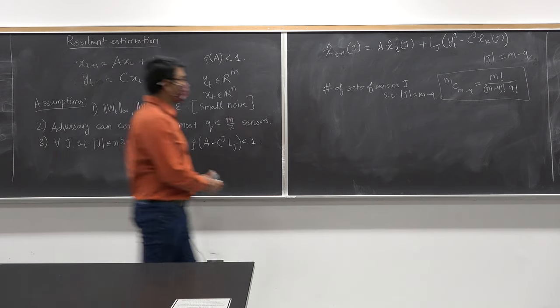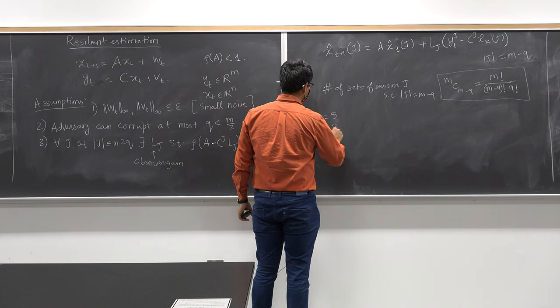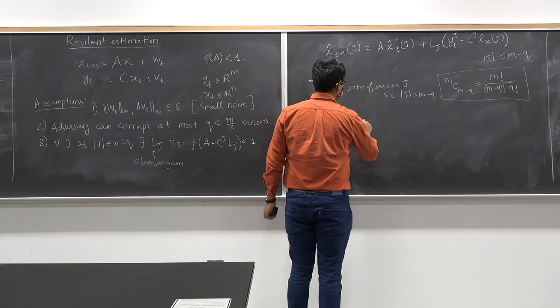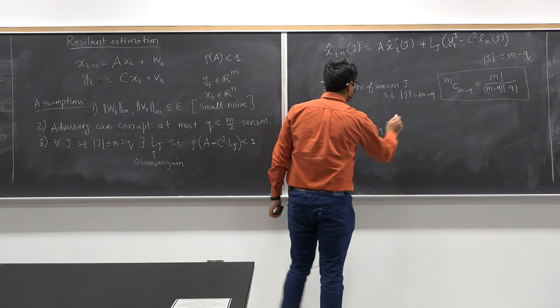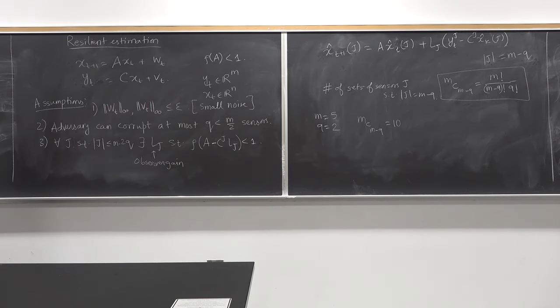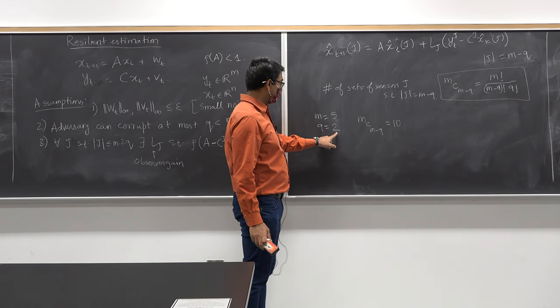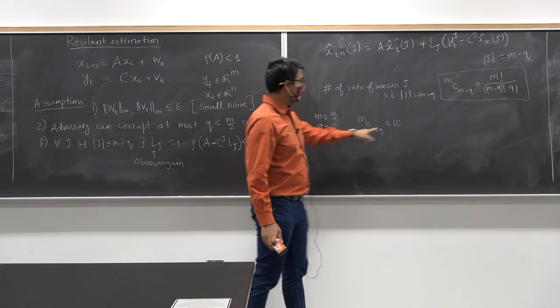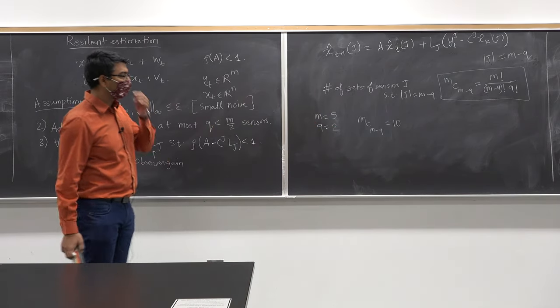Just to give you an example, if M equals 5 and Q equals 2, then M choose M minus Q will be equal to 10. So if you have 5 sensors and you expect the adversary to attack at most 2 sensors at a time, you have to run 10 parallel estimators in your computer.